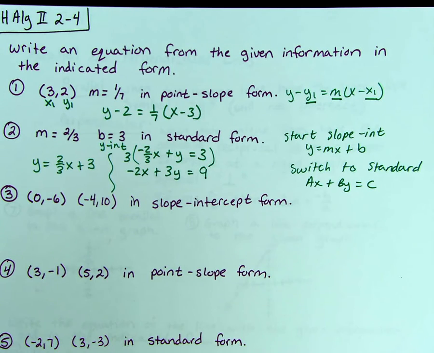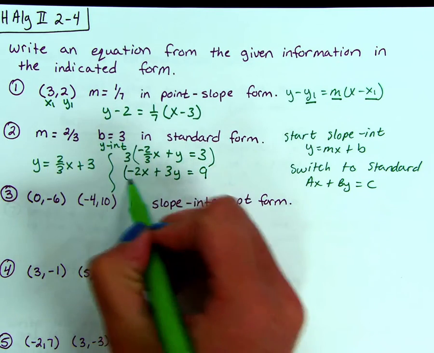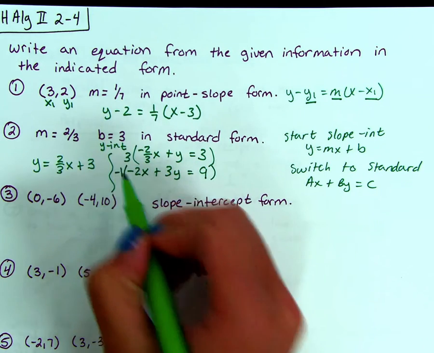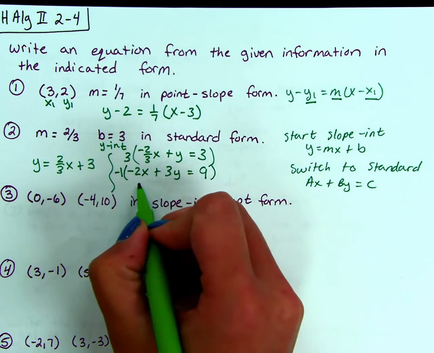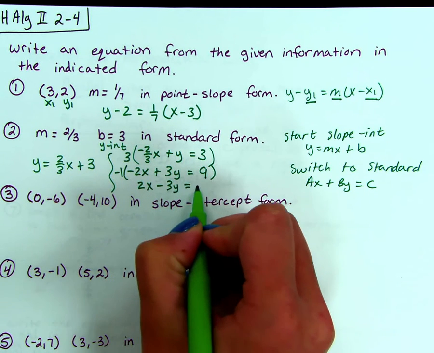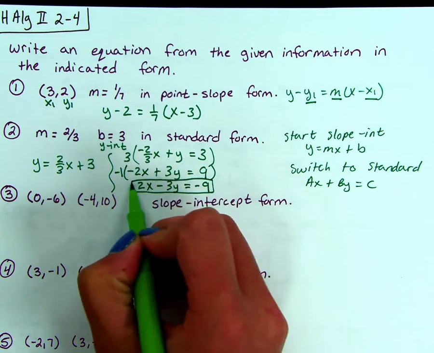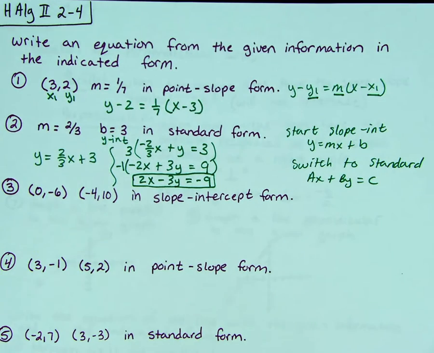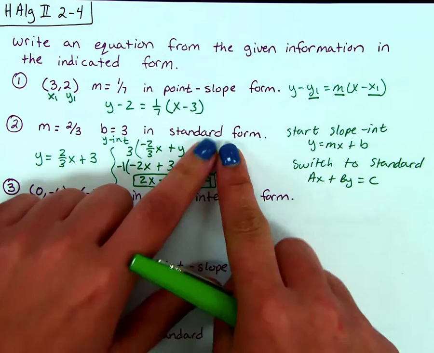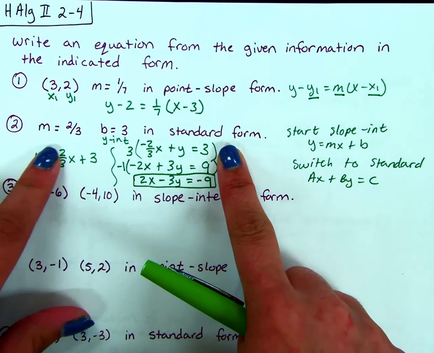Okay. And our last step for standard form, remember, x has to be positive. So here this is a negative. So to make it positive, we're just going to go through and multiply everything by a negative 1. So 2x minus 3y equals negative 9. So this will be our final answer in standard form. Okay. So it's important to keep in mind the form that it's asking for won't always be the form that you started. You have to look at the information that you're given.